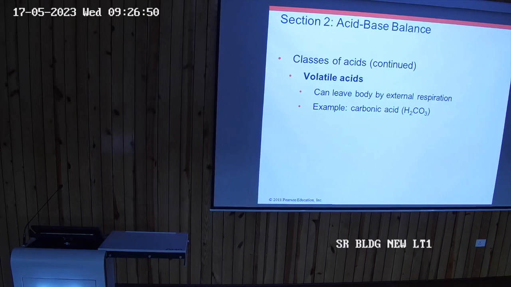Third row. What can be the condition in which metabolic acidosis takes place?